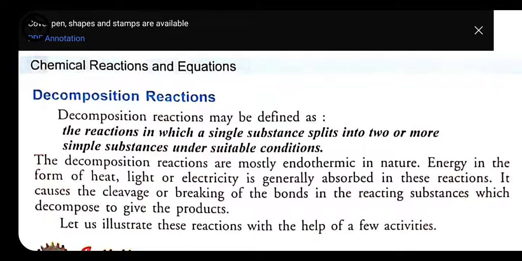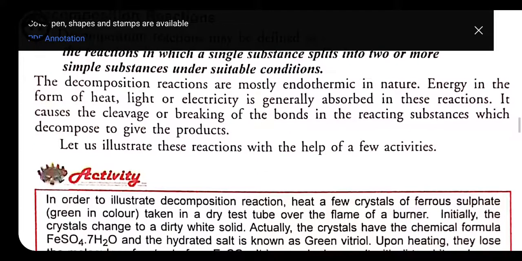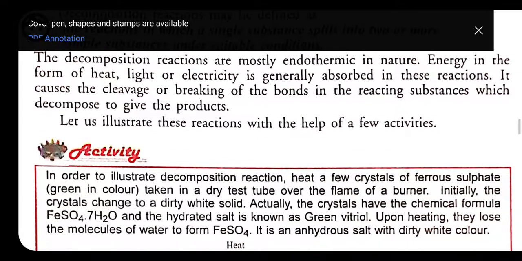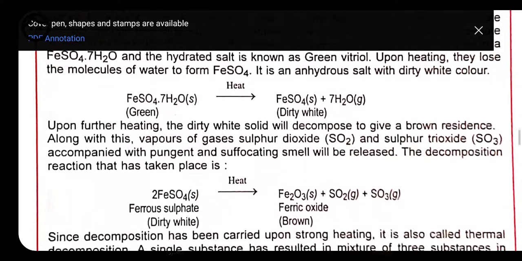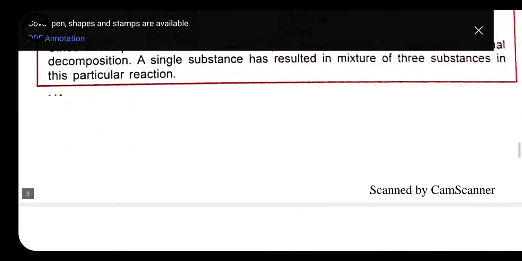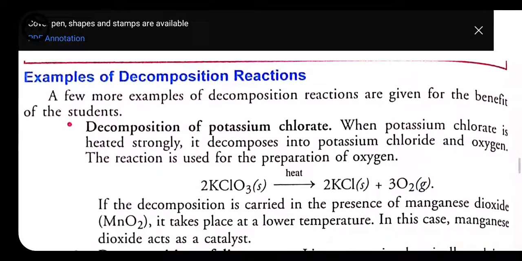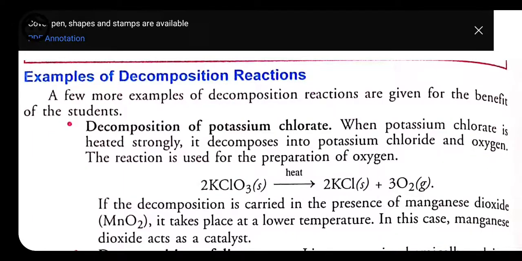If the decomposition takes place due to light, it is called photochemical decomposition reaction. Or if the decomposition is done because of electricity, it is called electrical decomposition reaction. Okay, so decomposition takes place because of a few forms of energy only, so it is classified into three: thermal decomposition, photochemical decomposition, and electrochemical decomposition.